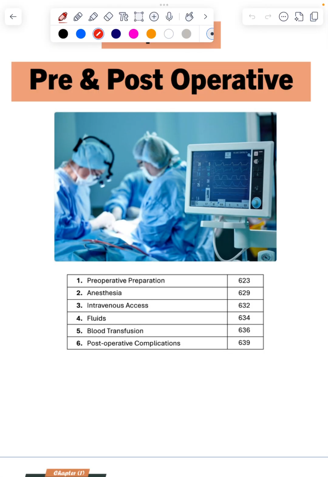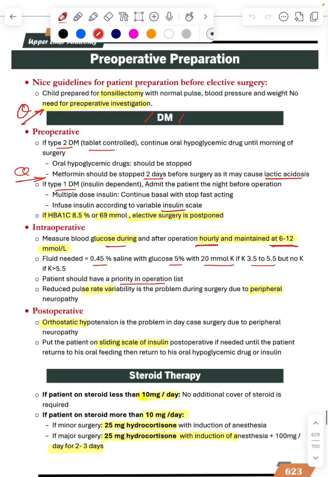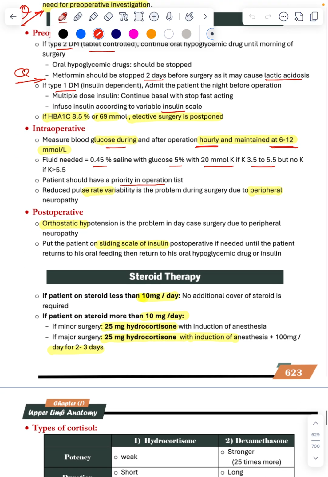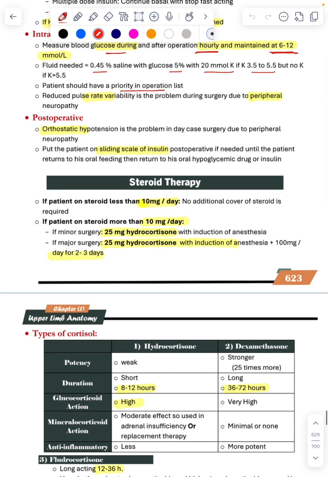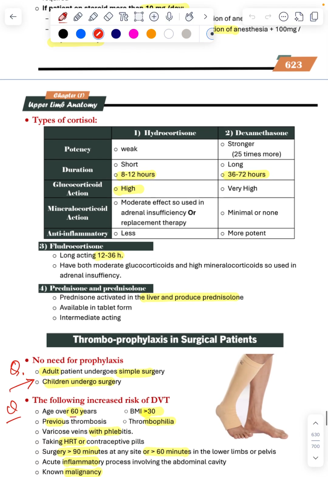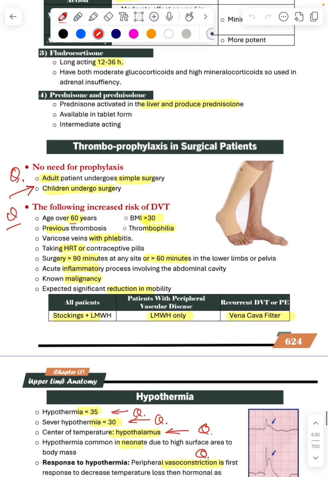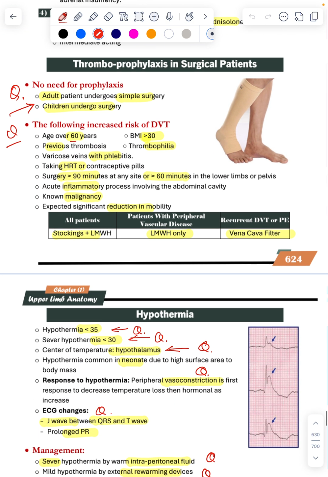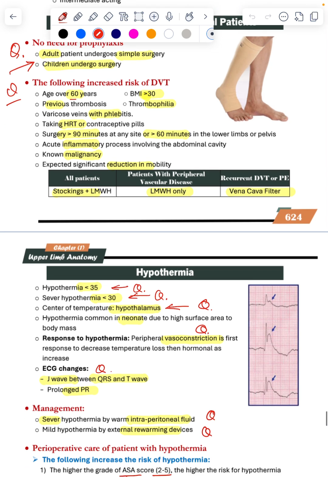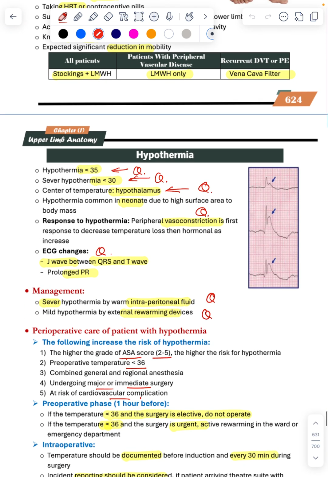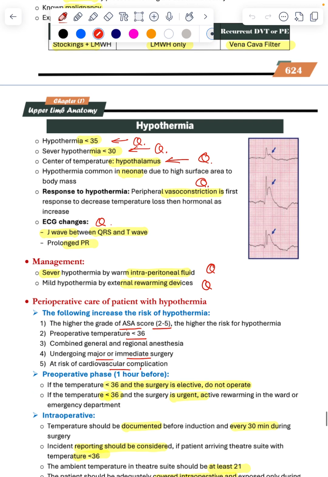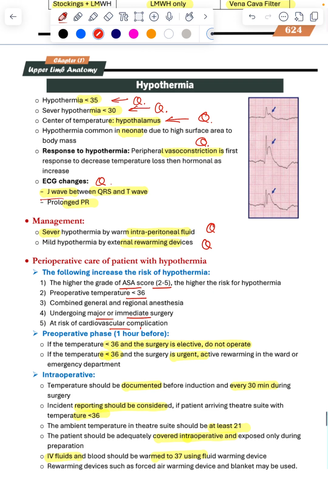So we are continuing the pre and post operative. We have seen about diabetes mellitus, steroid therapy, regarding hydrocortisone, thromboprophylaxis: for children it doesn't need, for higher risk patients above 60 years and all that, hypothermia. What about how to control hypothermia? What are the ways? This is the J wave seen in hypothermia.